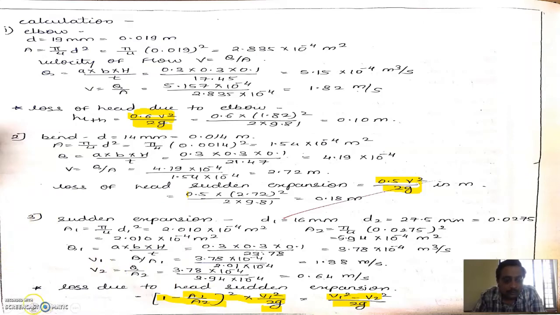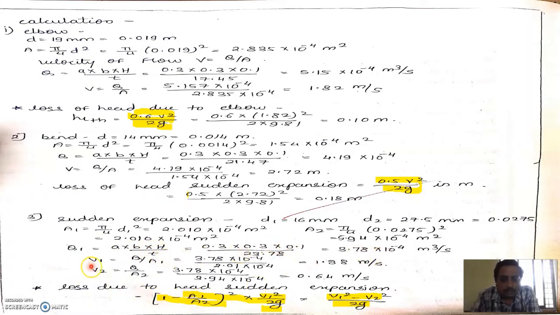So first what we need to do is find the value of A. Because in a sudden expansion or contraction, there are two areas. The first one, A1, you find using the first diameter, and A2 using the second diameter. Then you are going to find the value of Q. So Q is nothing but A into B into H by T. Find out the Q value over here.